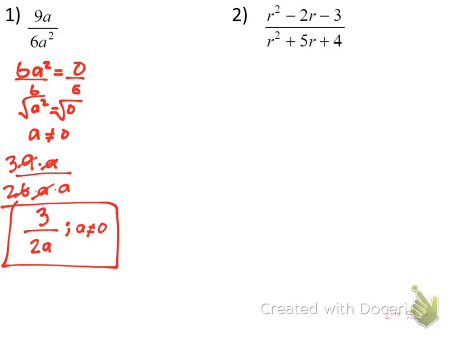And then step 4, I write the expression in final form with my excluded terms. So this is my final expression. Put a semicolon, really important, and then you put the excluded term, which is a cannot equal 0. Box your answer. Okay? That's number 1.